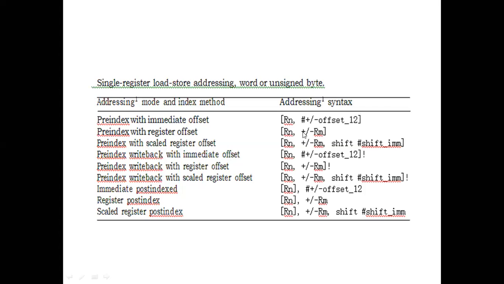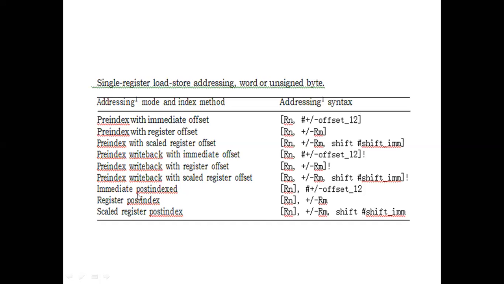Plus in the sense that base register plus some value or the contents of a register means your execution control is moving forward, and minus means your execution control is moving in a backward direction. Pre-index with the scaled register offset: a register plus or minus the contents of a register and a shift immediate value. And the pre-index write back with the immediate offset. So look at the write back. The exclamation mark indicates that it's a write back instruction.